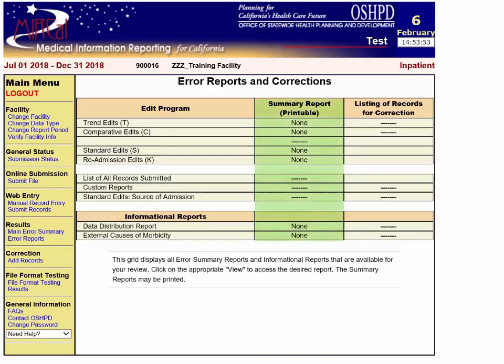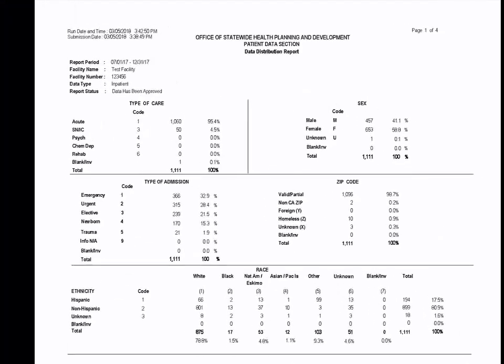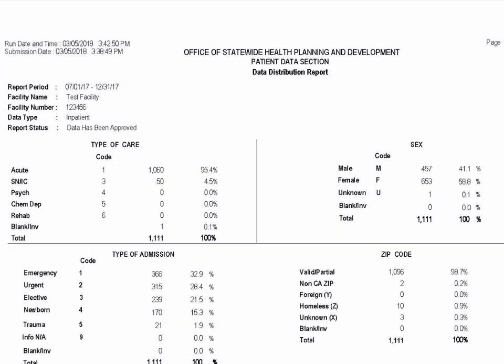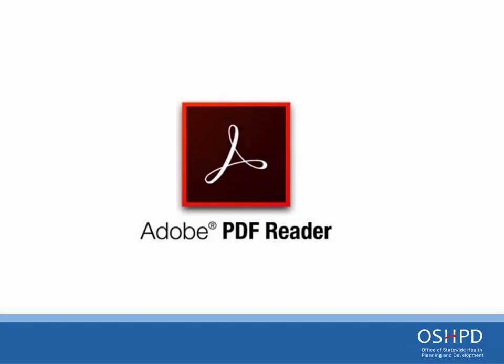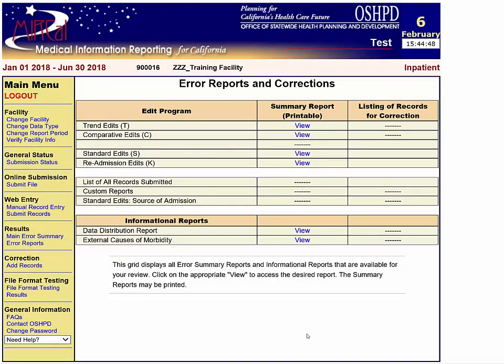Each edit program summary report displays a summary of the errors found by each edit program. You'll use these summary reports when you contact the facility about correcting the data. The Data Distribution Report displays a summary of the data submitted for the current report period, broken down by data element and category. As discussed in Video 1, you'll need Adobe Acrobat Reader to view the reports. To open a report, click View.